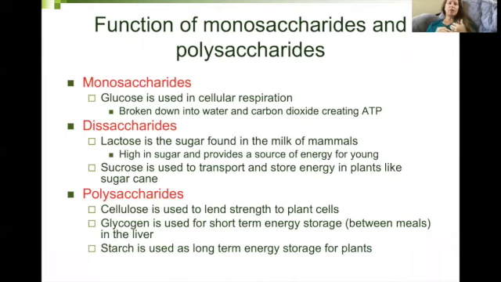Our monosaccharides, glucose is in your cellular respiration. That's where it's used from.